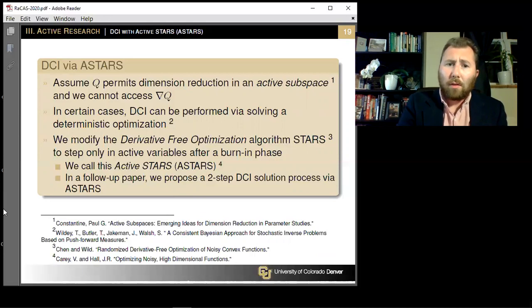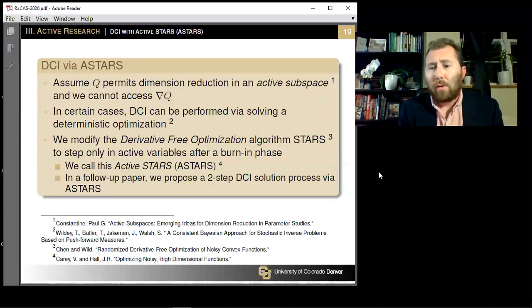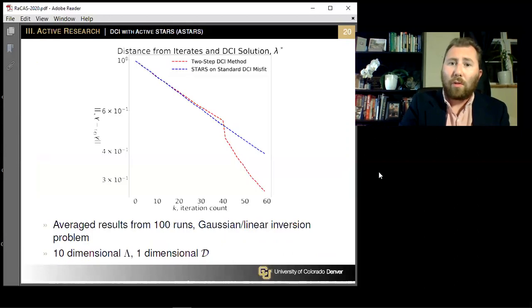And my advisor and I, Dr. Varas-Carey, have modified a DFO algorithm called STARS to perform in the active subspace and act a little bit faster in those cases, which you see here with the red curve that is more optimized in that space.